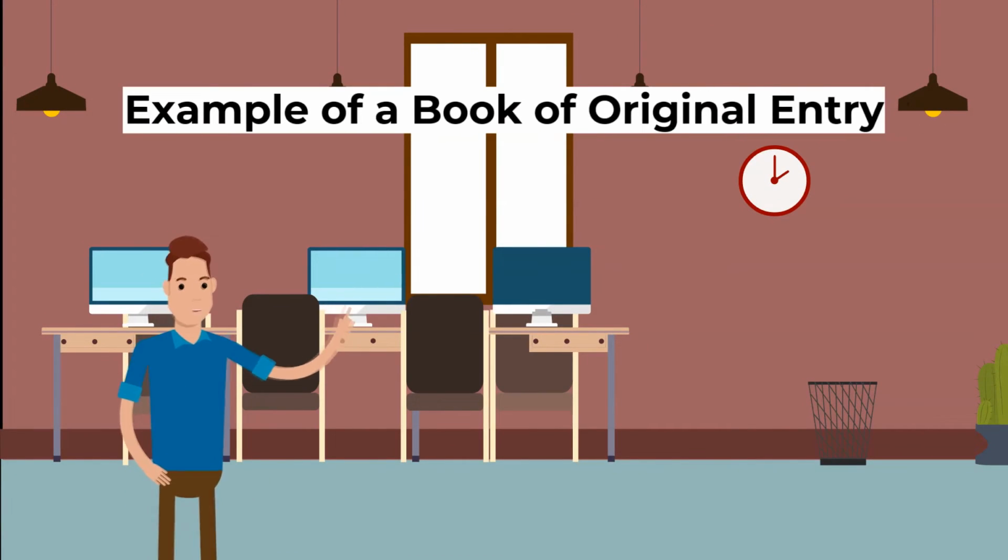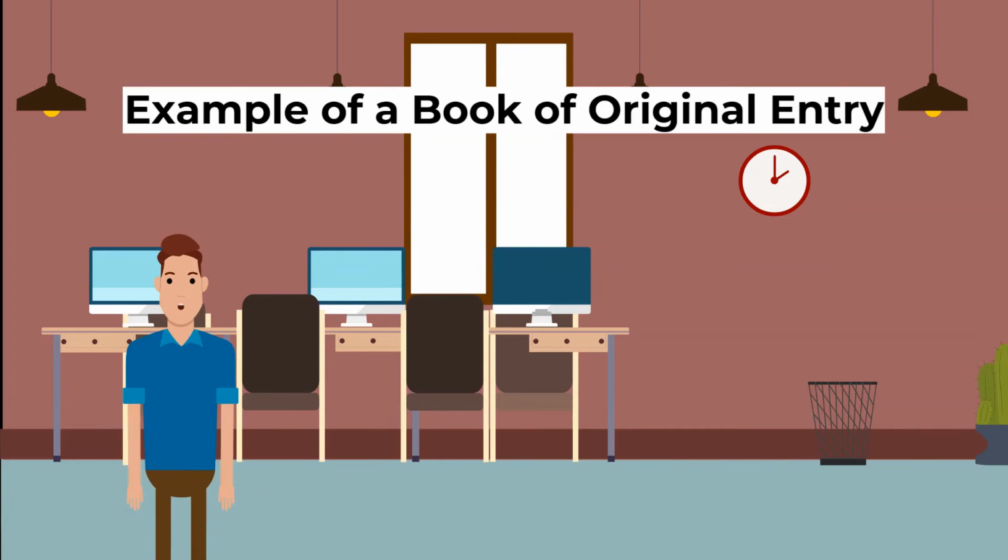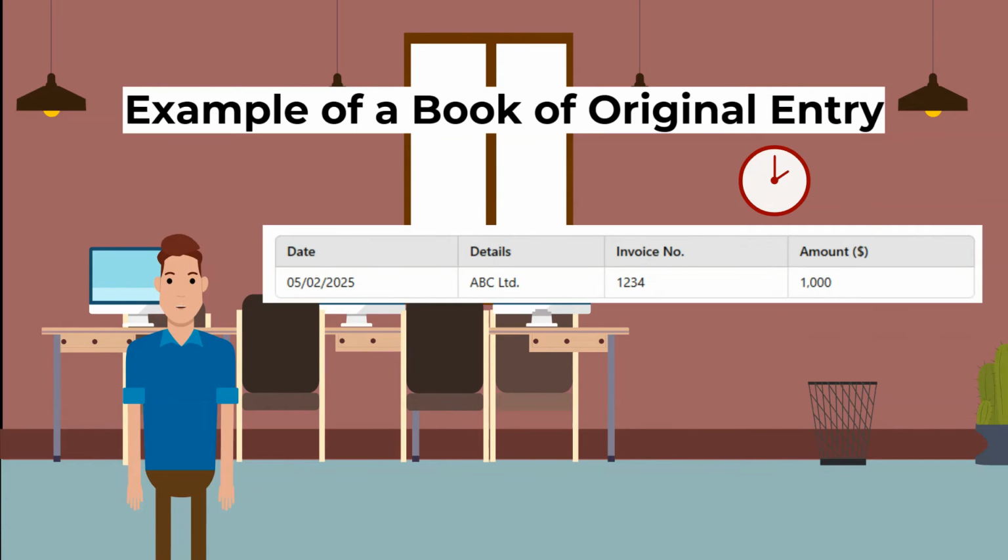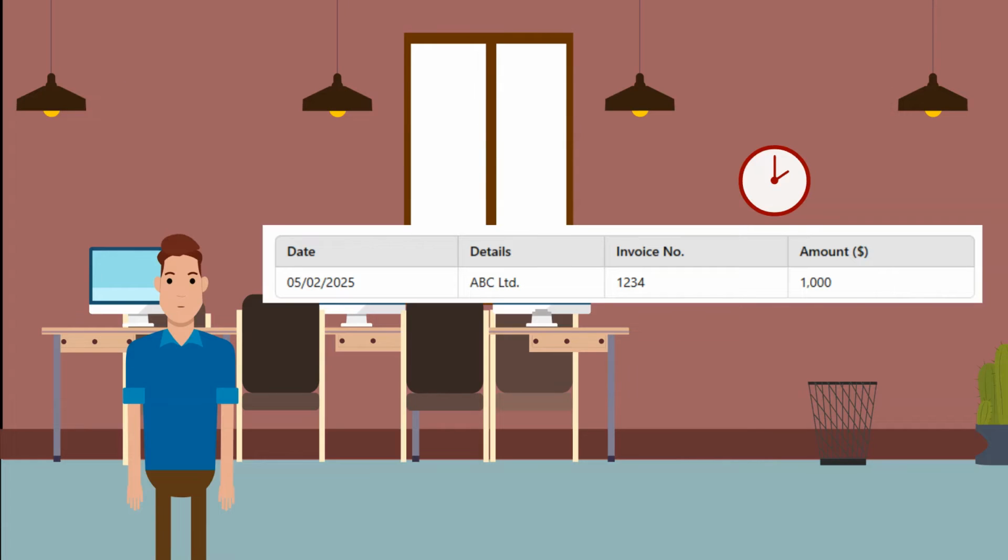Let's say a business sells goods on credit for $1,000 on February 5th. This would be recorded in the sales journal like this. Later, this transaction is posted to the ledger under the customer's account.